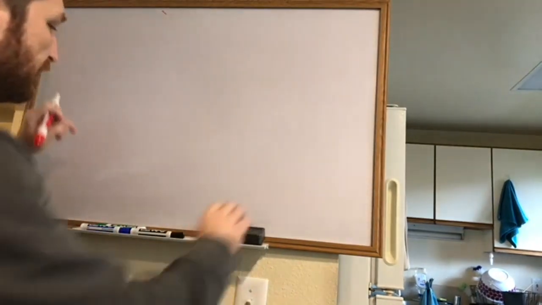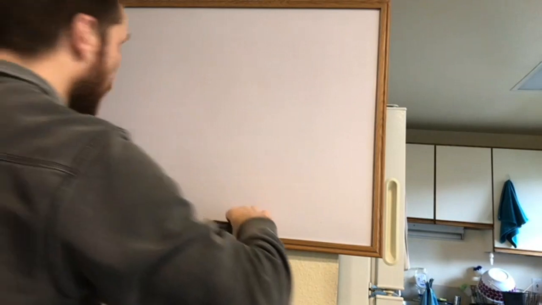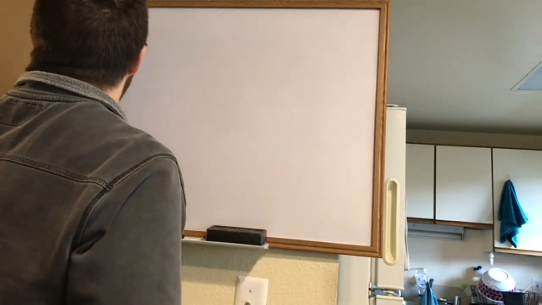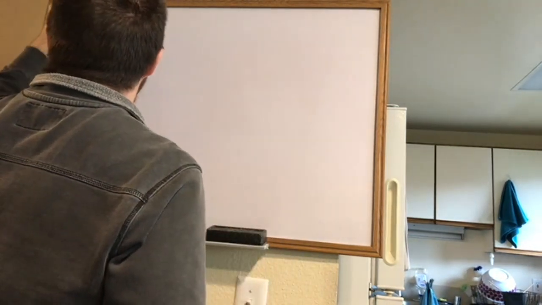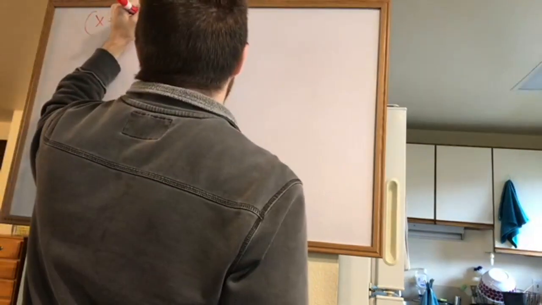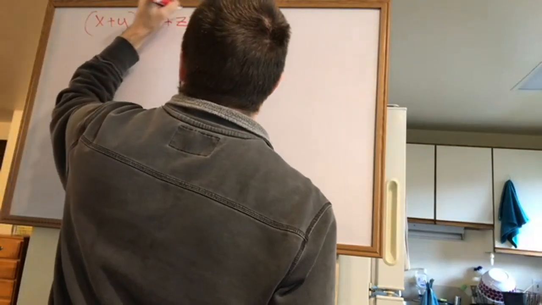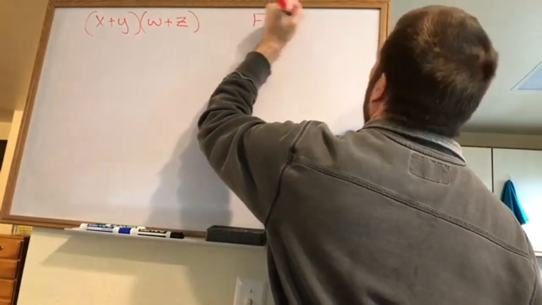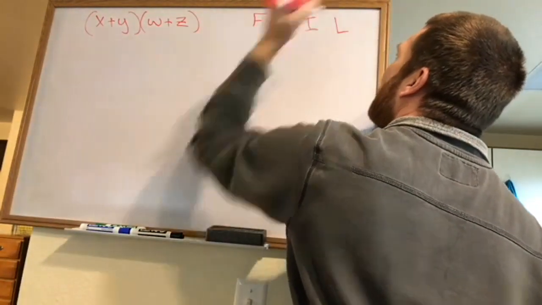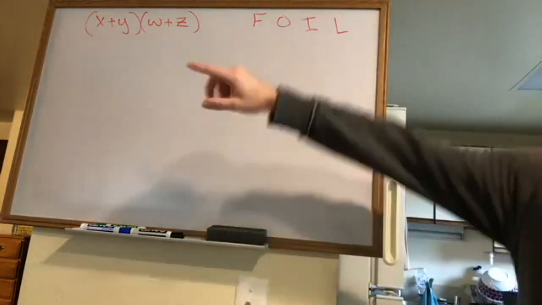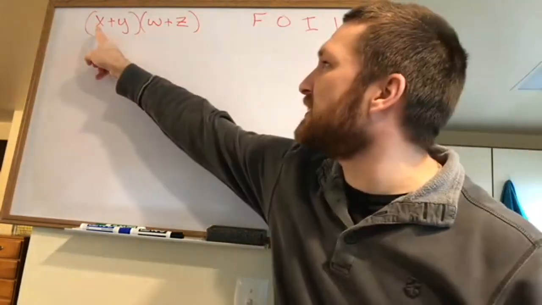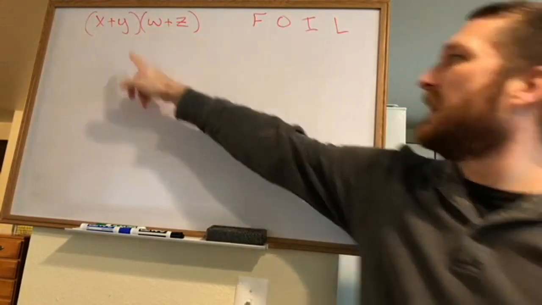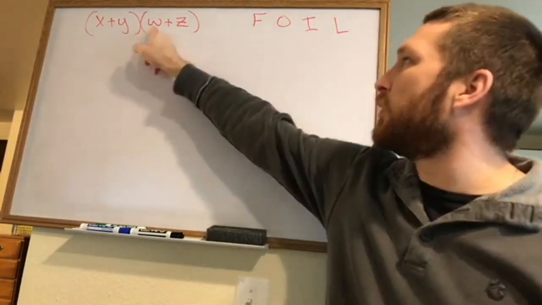you've probably heard of FOIL. What's FOIL? It's an acronym. I forget what it stands for. Okay, okay, good. And this is the way, like I said, we do this double distribution thing. So this one needs to distribute into both of these, and this one needs to distribute into both of these.